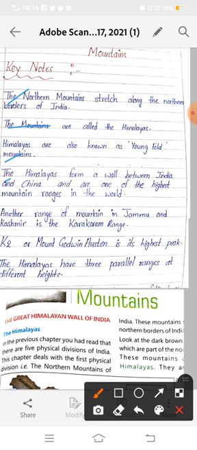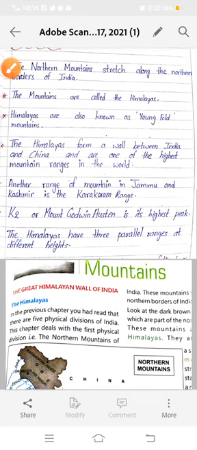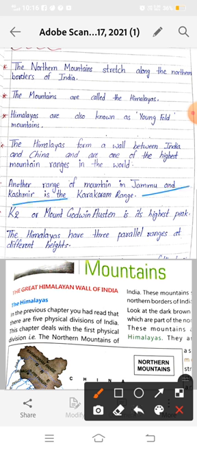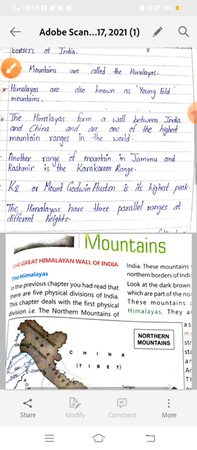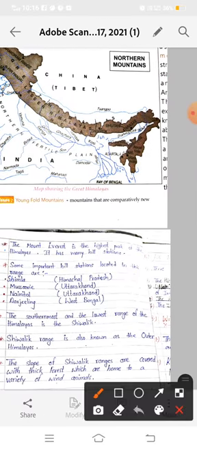The Himalayas form a wall between India and China and are one of the highest mountain ranges in the world. You also revised that another range of mountains in Jammu and Kashmir is the Karakoram range, and K2 or Mount Godwin Austen is its highest peak, of the Karakoram range. The Himalayas have three parallel ranges at different heights. The heights of the parallel ranges are different, and Mount Everest is the highest peak of the Himalayas.